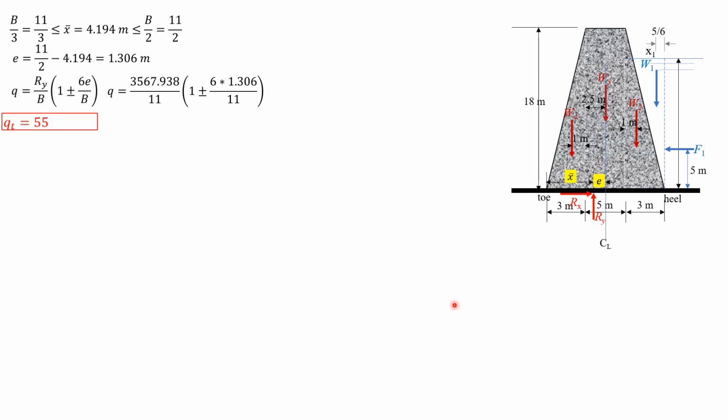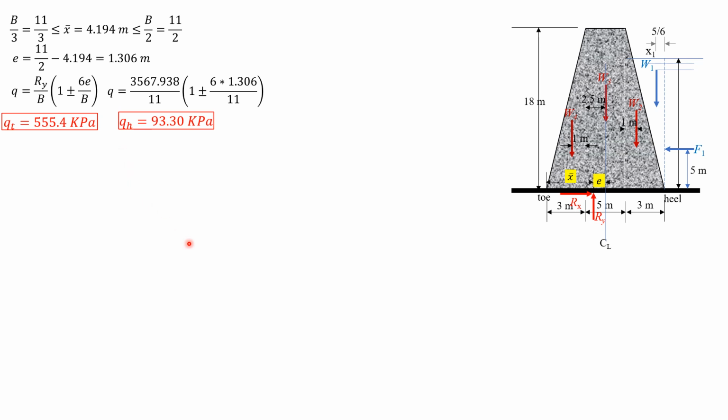So we use plus for the soil pressure at the toe because Ry is closer to the toe, and minus for the soil pressure at the heel because the heel is far from Ry. Everything is known: Ry, B, and e. So q is 3567.938 over 11 quantity 1 plus or minus 6 times 1.306 over 11. So q at the toe is 555.4 kilopascals, and the soil pressure at the heel is only 93.30 kilopascals. So that's for part 1.